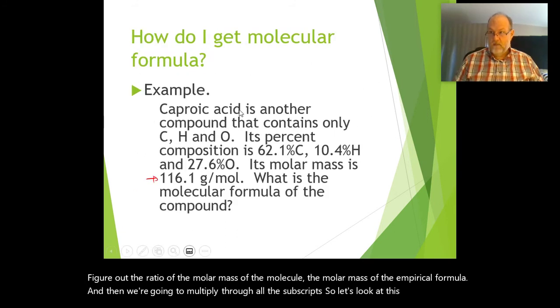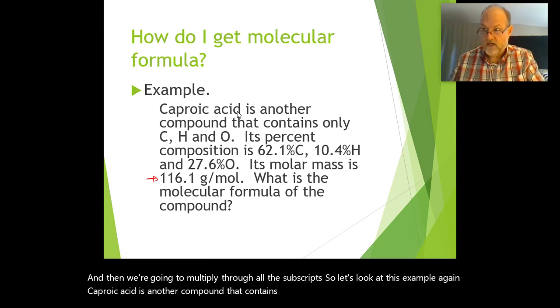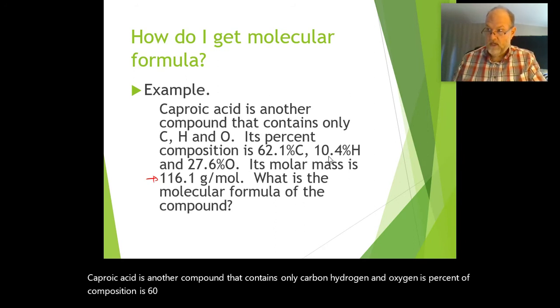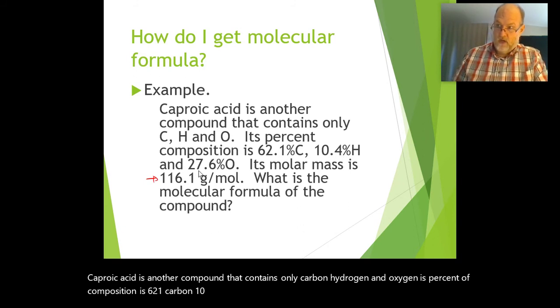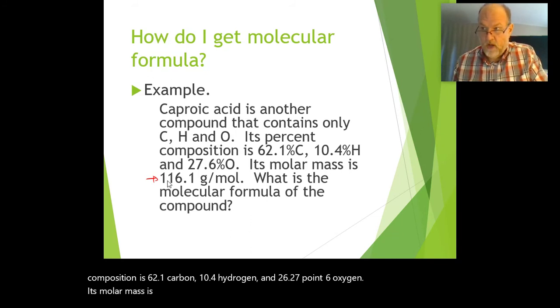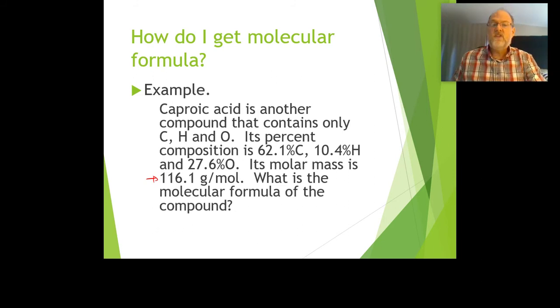Again, caproic acid is another compound that contains only carbon, hydrogen, and oxygen. Its percent composition is 62.1 carbon, 10.4 hydrogen, and 27.6 oxygen. Its molar mass is 116.1 grams per mole. The question is, what's the molecular formula? Well, the first step is to figure out what the empirical formula is. So let's try this one.